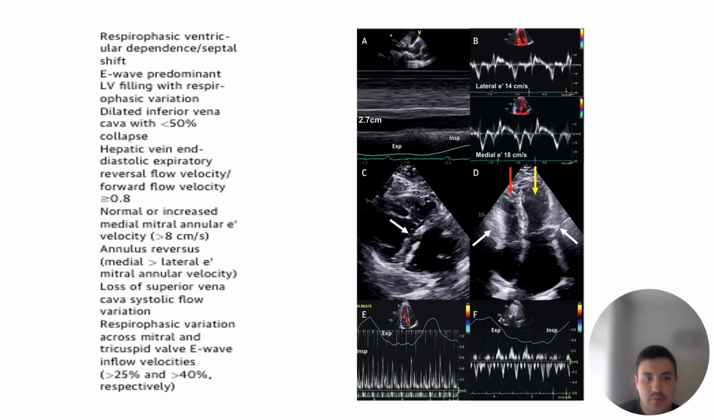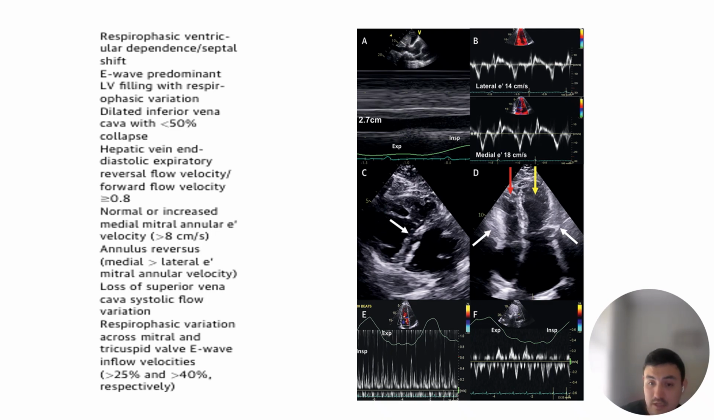Then you may have annulus reversus. Remember, annulus reversus is normally the lateral and the medial wall, the tissue. The lateral is moving more. Why? Because it's free. But when you have a constriction, the lateral walls are attached to the pericardium, so it's moving less. So the medial is moving more. That tells you annulus reversus and is a finding of constrictive pericarditis.